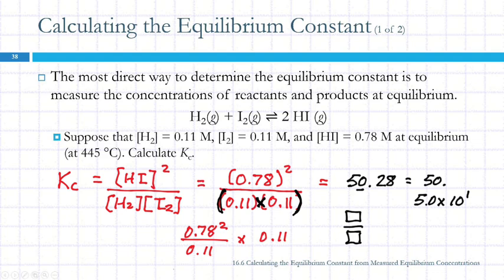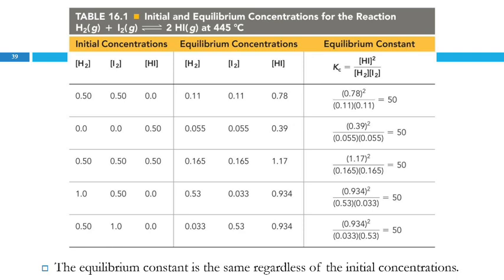So that's the most direct way. It's not the simplest way, because you get this thing at equilibrium and we have to measure the concentrations of 3 different gases. That's a lot of work, practically speaking. Let's look at the same equation, same reaction, and we're going to start with different concentrations initially, and then we're going to see what the equilibrium concentrations are.